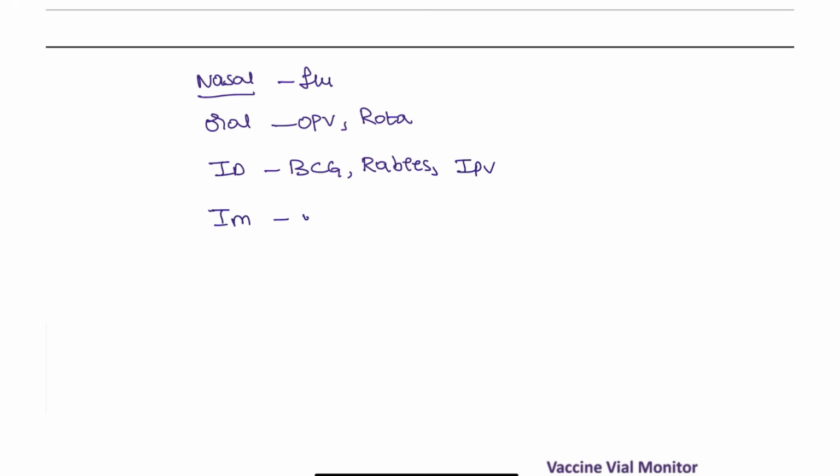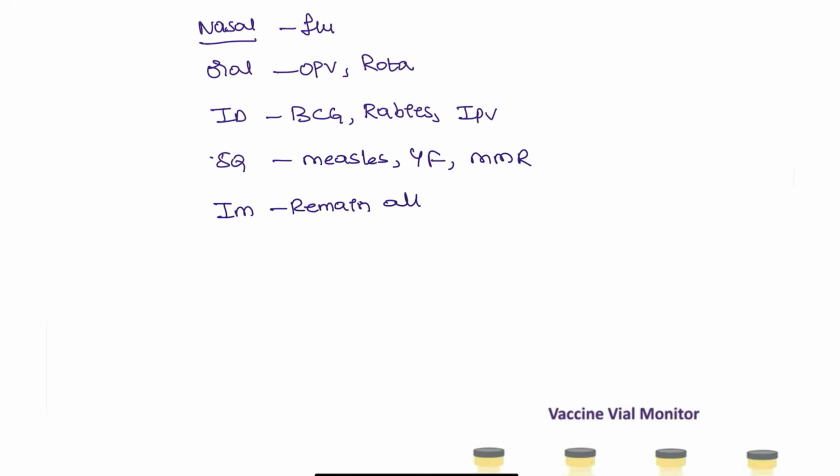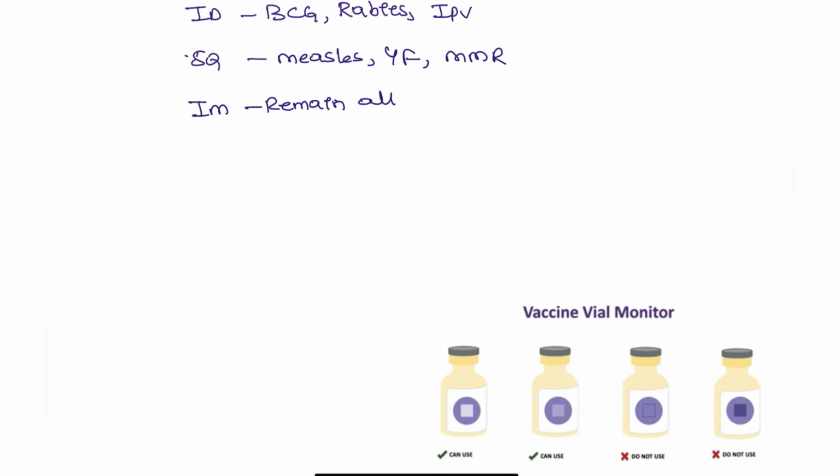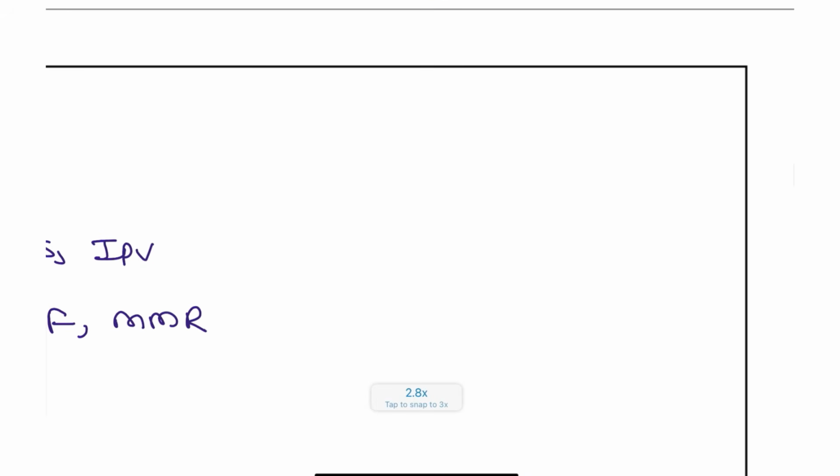Intramuscular is, so wait guys, subcutaneous. This is the subcutaneous, and here it is given for measles, yellow fever, MMR, and the remaining all are going to be IM only, right? That one.